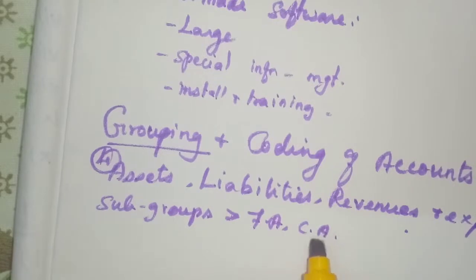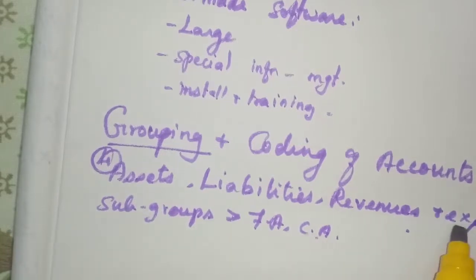Or we can say non-current asset and current asset. Then for expenses and revenues, capital expenditure, then capital income, revenue income, like that we can divide.